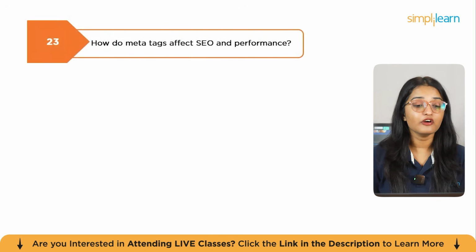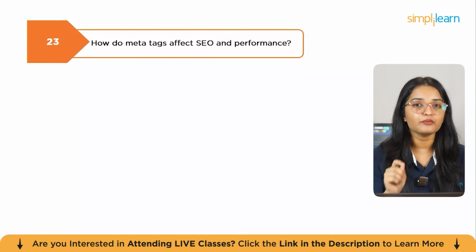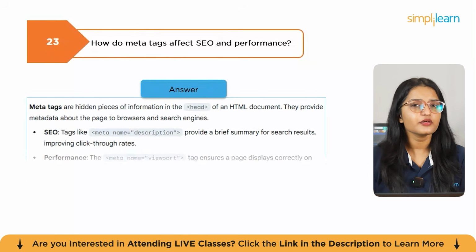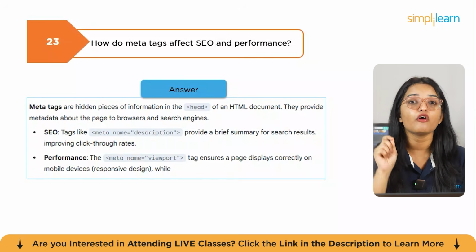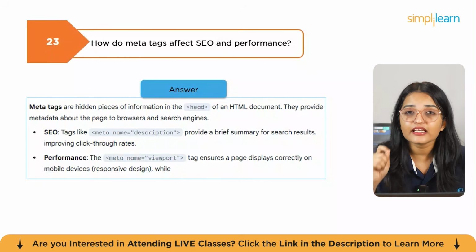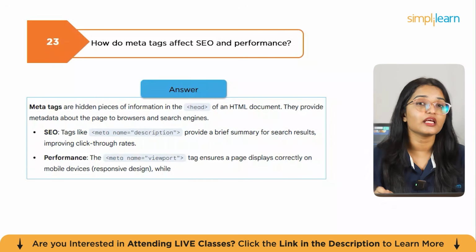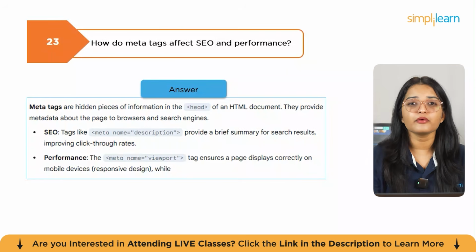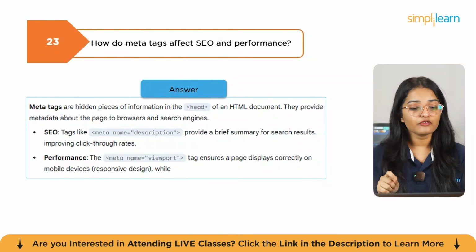Next up on the list, we have the 23rd question, which is asking how do meta tags affect SEO and performance. This is also a really important question to answer. To answer this, you say that meta tags are small pieces of information in the head section of an HTML document that provide metadata about the page. While they don't actually change the visible content, they significantly impact a page's SEO and performance. SEO tags like meta name equals description provide a summary of the page for search engine results, influencing click-through rates. Then we've got performance.